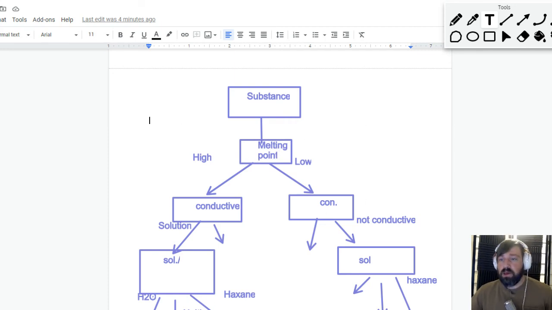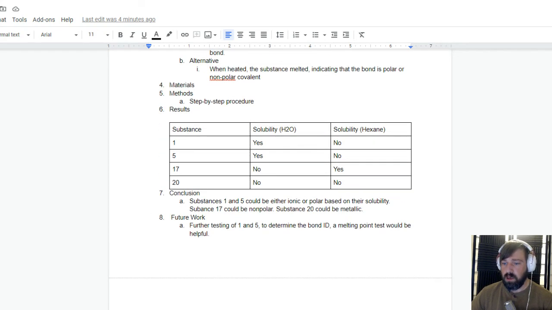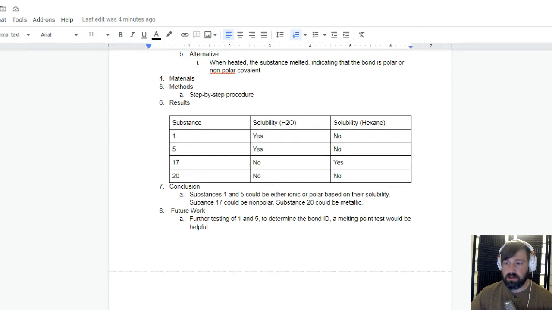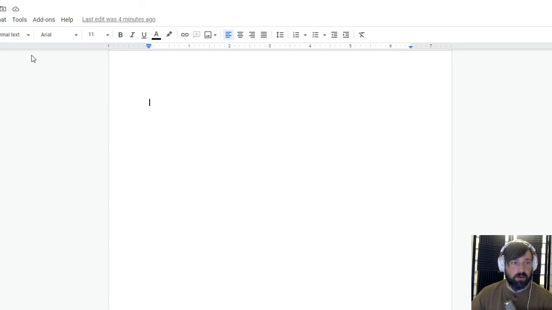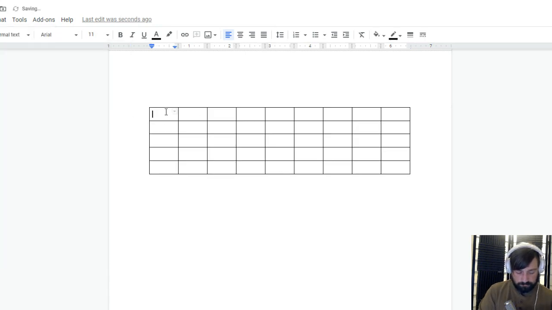All right. So there's all that. The last thing is this summary table with bond IDs. Let me just show you that real quick. Table, this is going to be a pretty big table. I think I need about 8. Let's do 9. So here, same thing. We have the substance.